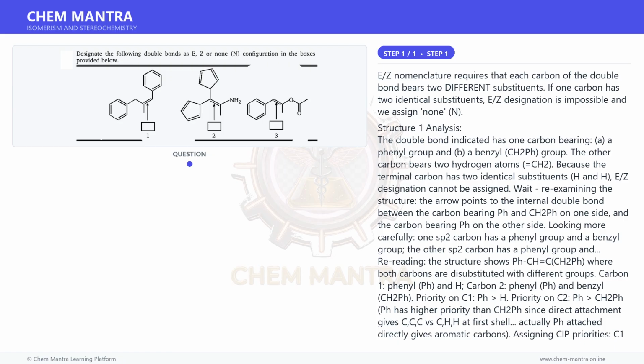With Ph and OAc on opposite sides of the double bond, the structure shows a trans-like arrangement where Ph and OAc are on opposite ends. Examining the geometry, Ph is on the left carbon pointing left and OAc is on the right carbon pointing right. They are on opposite sides relative to the double bond axis. This means the two higher priority groups, Ph and OAc, are on opposite sides, which is E configuration.